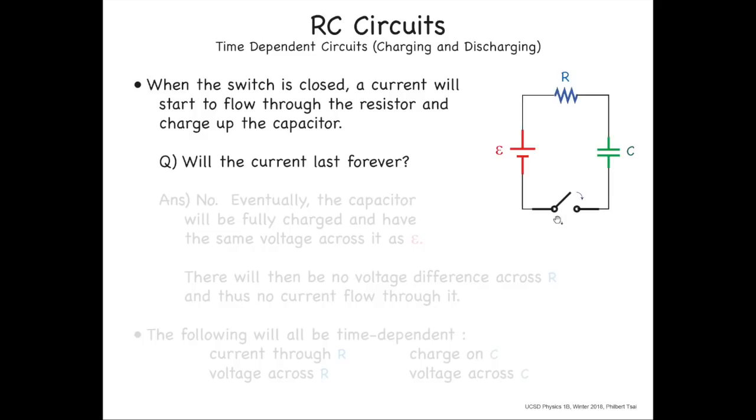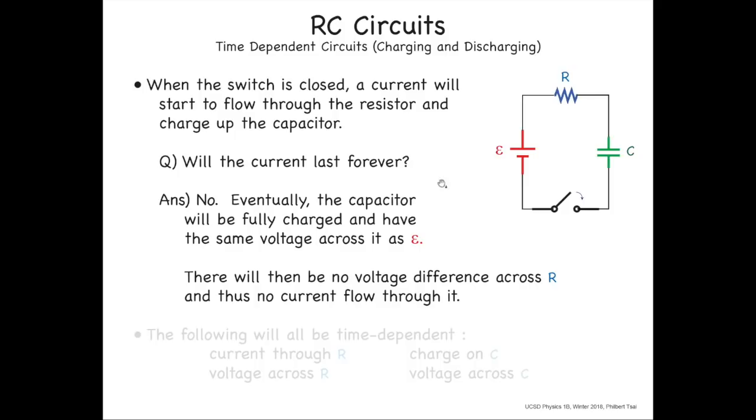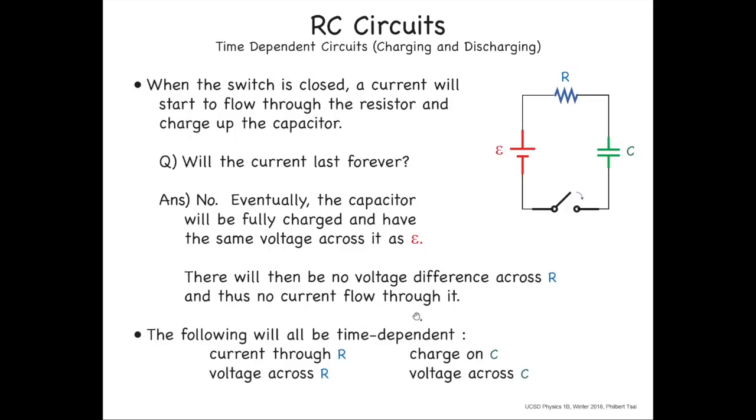The question is, will this current continue on forever? The answer is no. Eventually the capacitor will be fully charged and will have the same voltage as the battery, as the EMF. At that point, there will be no voltage difference across R, and thus no current flowing through it. As a result, all of the following things will have time-dependent behaviors. The current through R will change with time. The voltage across R will change with time. The charge on C, on the capacitor, will change, and the voltage across the capacitor will also change with time.